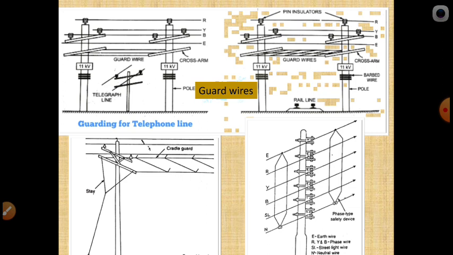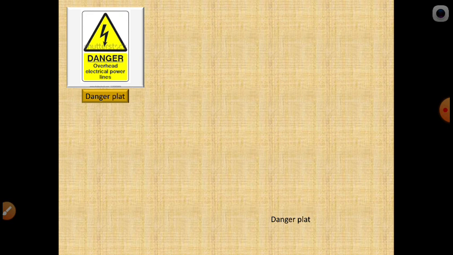Cradle guard. Now another item is the danger plate. As the name itself indicates, these are provided on each pole as a warning measure to persons who try to touch the live parts.